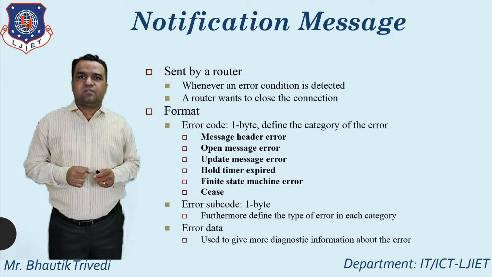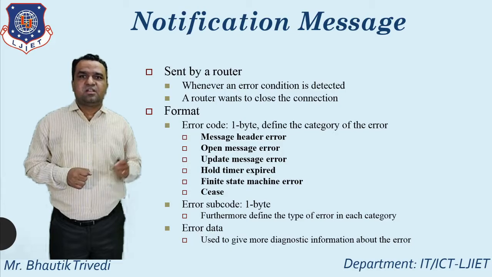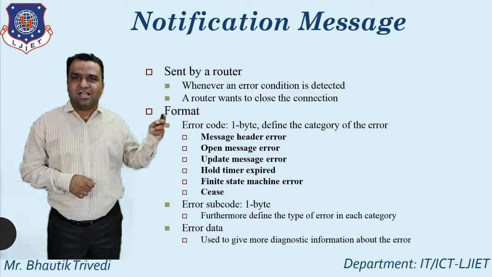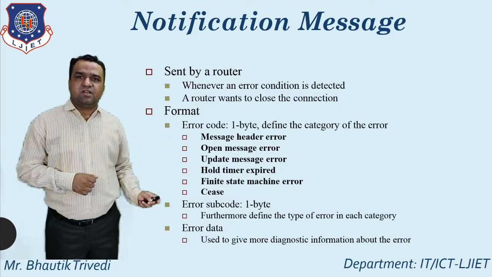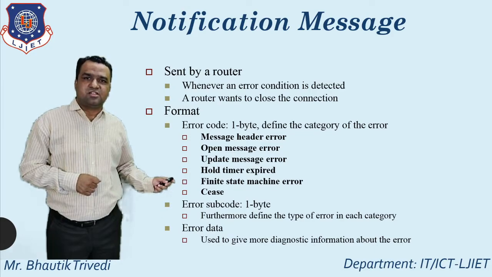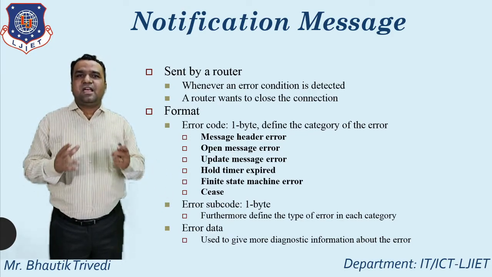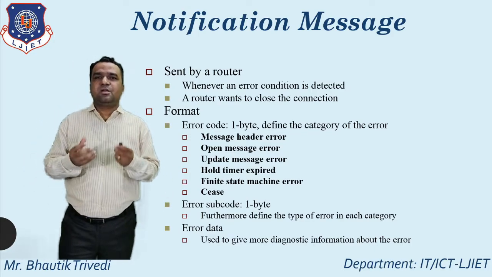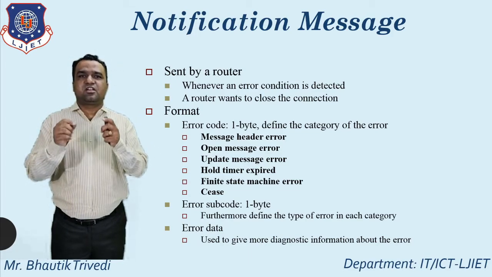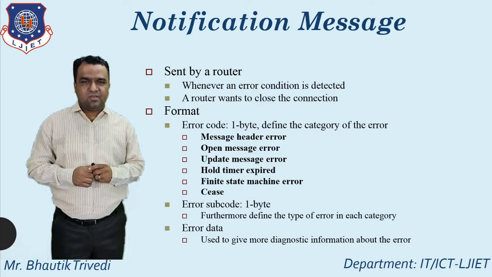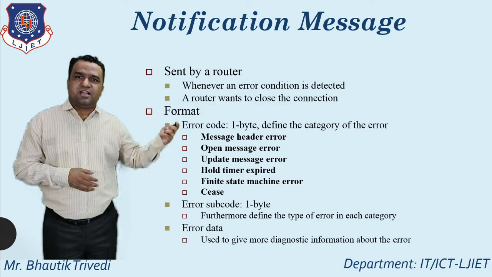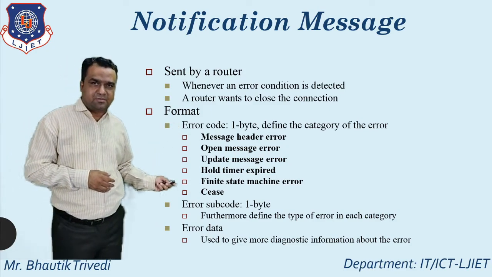The format for the notification message generally has three parts. First one is known as the error code, second is the error subcode, and third is the error data. Error code, what is the meaning of error code here? Error code defines the category of the error. The category is divided into different types.